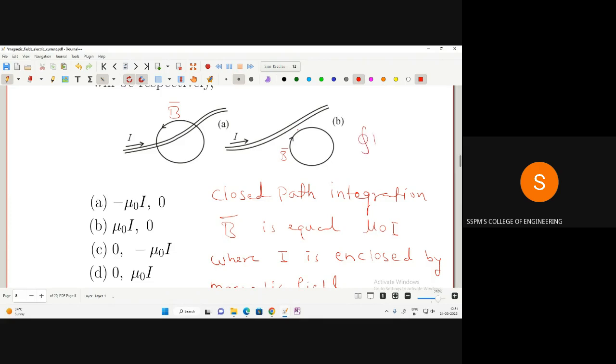Closed path integration of B bar dot dl bar must be equal to 0. Why is it 0? Because the current carrying wire is outside of the magnetic field.